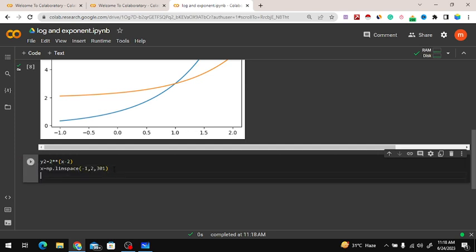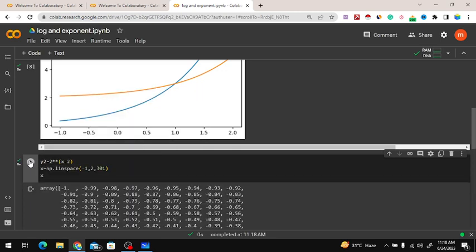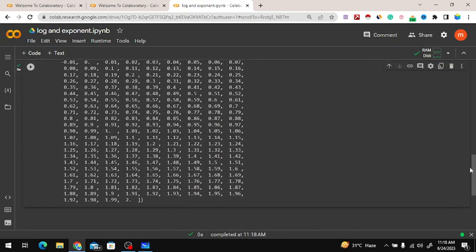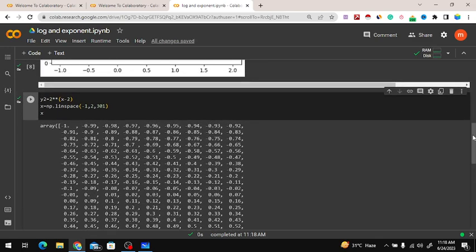So let's see, if you want to print x, what happened? Are you printing anything? Yes, we have printed an array of 300 values. Linspace means I have printed it like this. So don't worry, this linspace has created a number of points between the two limits.